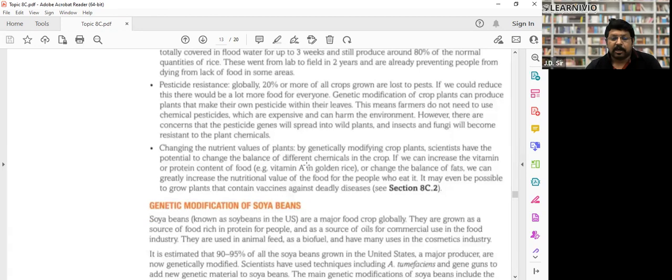Changing nutritional value in the plant: by genetically modifying crop plants, scientists have the potential to change the balance of different chemicals in the crops. If we can increase the vitamin and protein content of the food, like golden rice we discussed, or change the balance of fat, we can greatly increase the nutritional value of the food and benefit the people who eat it. It may even be possible to grow plants that contain a vaccine against deadly diseases. That is the benefit.